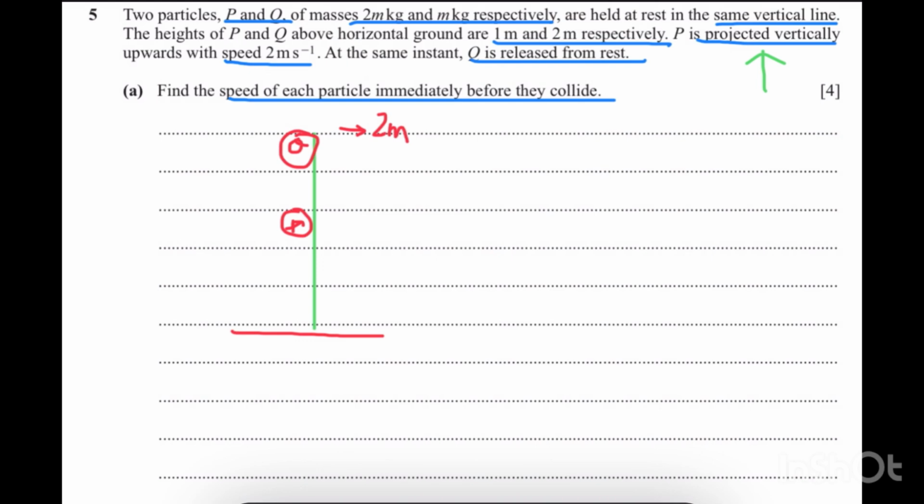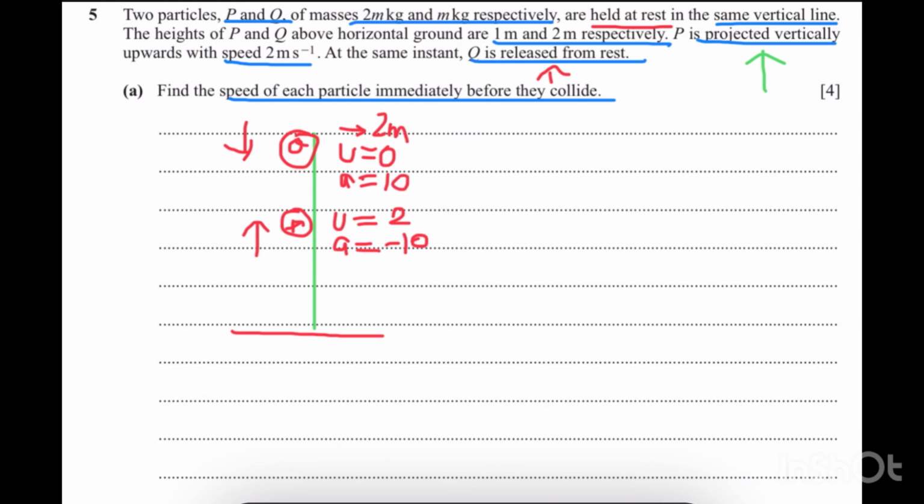Then they say that P is projected upwards with a speed of 2 meters per second. That means that the initial speed of P must be 2. Since it is projected upwards and is moving against the force of gravity, its acceleration is -10. On the other hand, Q is held at rest and nothing else is done to it, so the initial speed is 0. Afterwards, it is released from rest. That means that it is moving downwards, with the force of gravity, which makes the acceleration 10.